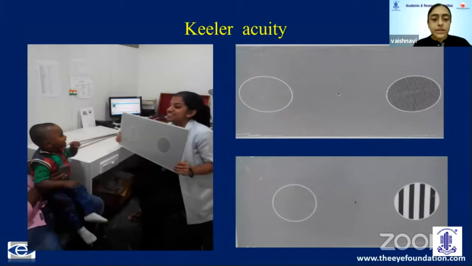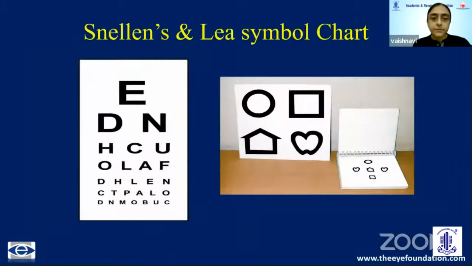This is Keeler acuity testing. These Keeler cards are printed with a circular patch to avoid identification of the edge. They also have an empty circle printed on the other side. This leads to different visual responses, so the infant may look from one circle to another before a definitive preference is made.